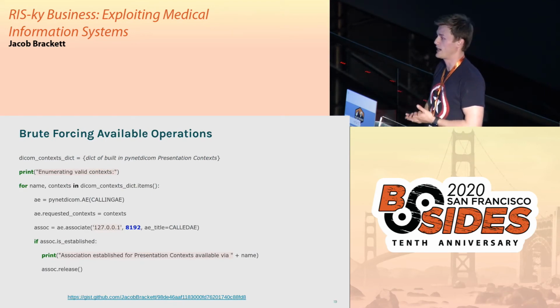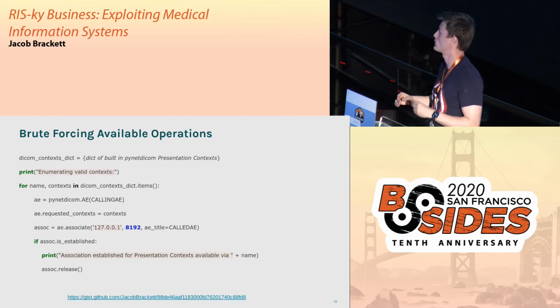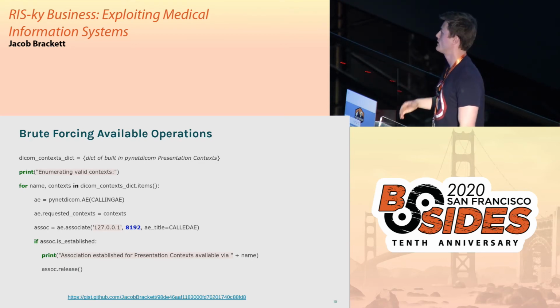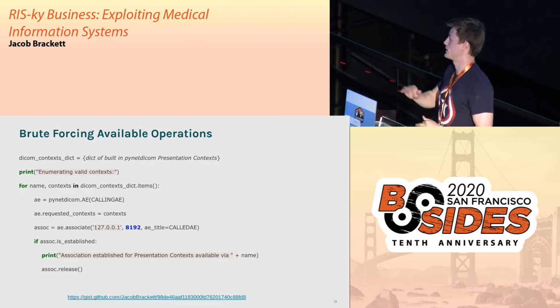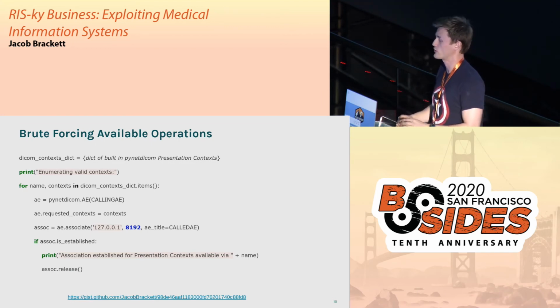Helpfully, PyNetDICOM has a dictionary. It has some built-in presentation contexts, which are basically lists of actual operations, so they're more human readable. It's things like the move presentation context or the store presentation context, where they correspond to the actual composite operation that you're trying to do. So you can use those in a simple Python loop and request 6 or 7, I think there's 16 in total actually, if you want to enumerate everything. Send that many association requests, see which ones are either accepted or rejected by the server, and that's how you know what operations you can actually perform on that server.